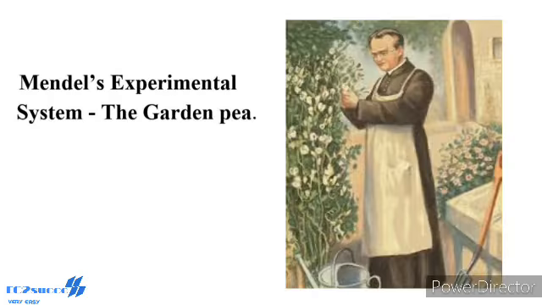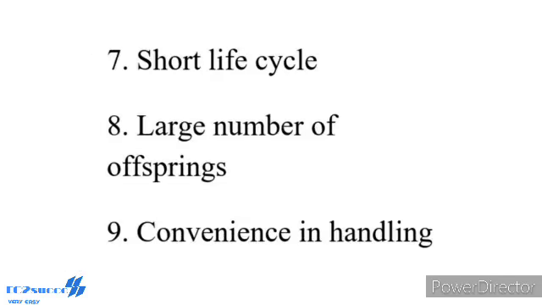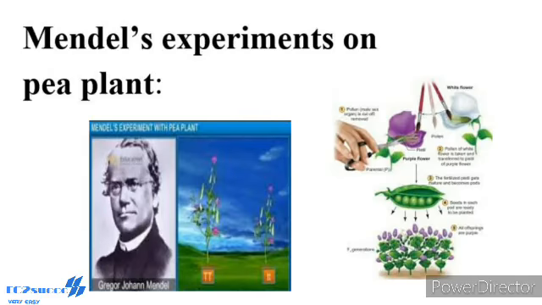Another one, Mendel's experimental system, the garden pea. Garden pea is an annual plant. Self-fertilization occurs under normal conditions in garden pea plants. The flowers are large, hence emasculation and pollination are very easy for hybridization. Fourth, variation. Next, reproduction, controlled mating, short life cycle, large number of offspring, convenience in handling. So, Mendel selected the pea plants. Mendel's experiments on pea plant.